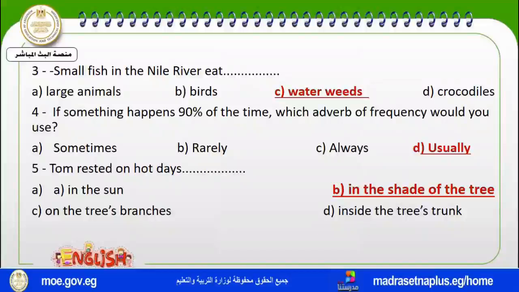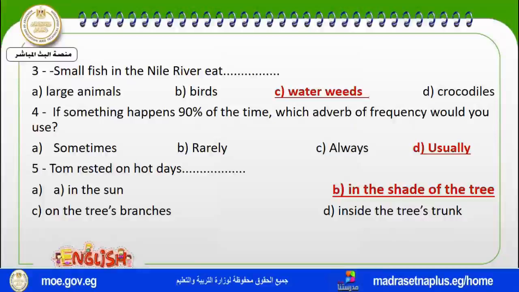Number 5, Tom rested on hot days. It's hot. So where can Tom rest? Tom can rest in the shade of the tree. He cannot sit in the sun because it's already hot. He doesn't need sun. It isn't windy or rainy.